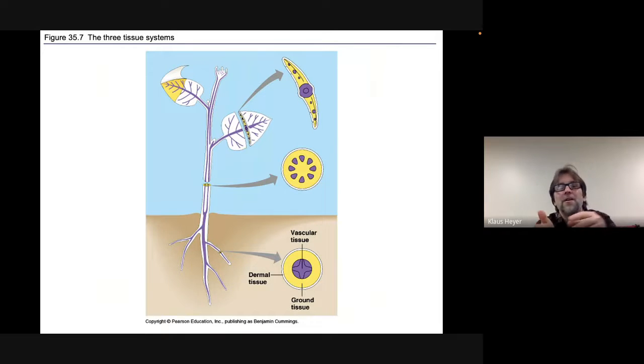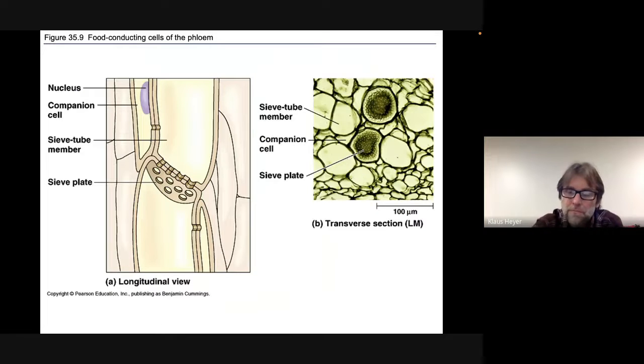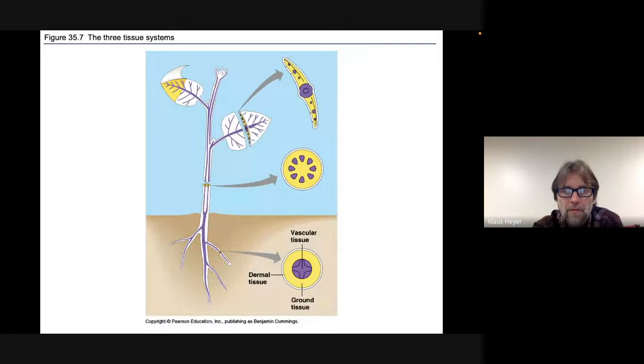Or on the carrot, that cylinder part in the middle, that's vascular tissue. The skin of the carrot is dermal, and then the part right underneath the skin is ground tissue. So ground tissue, I guess we're defining it by what it's not rather than what it is. It's not dermal tissue and it's not vascular tissue. It's whatever's left over.